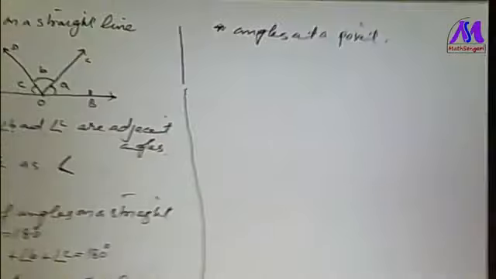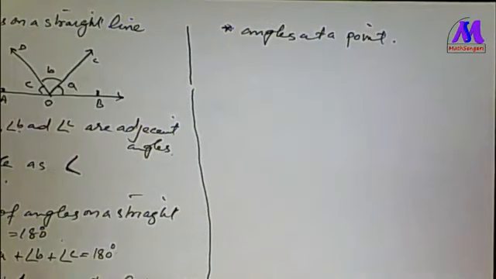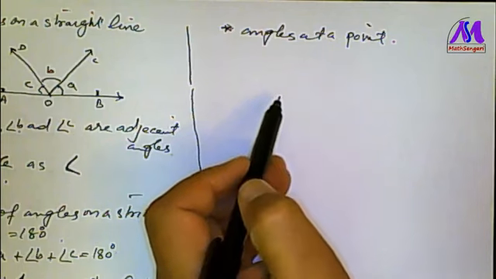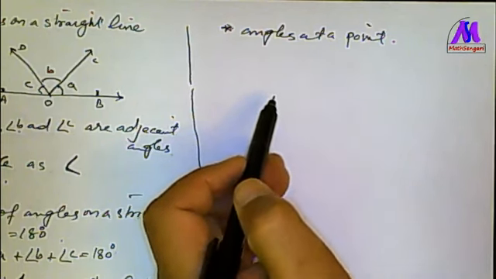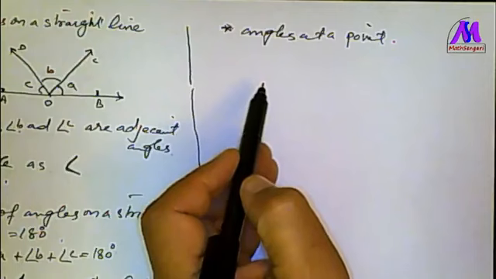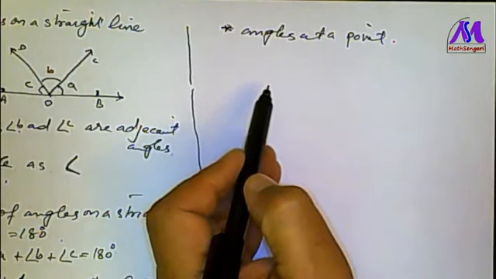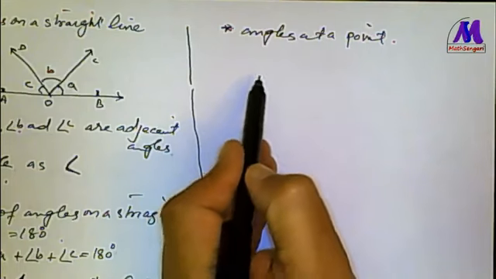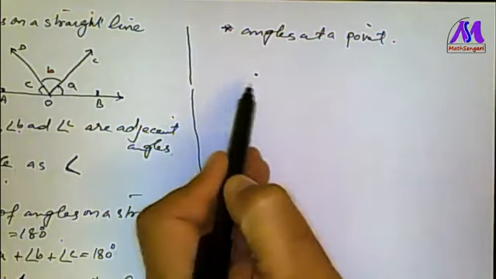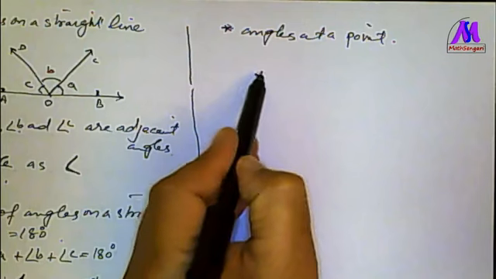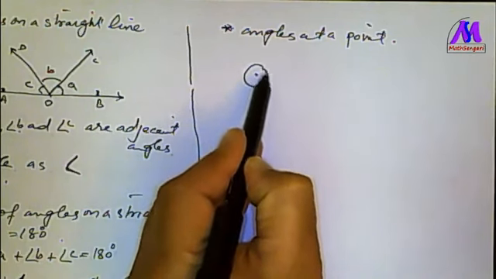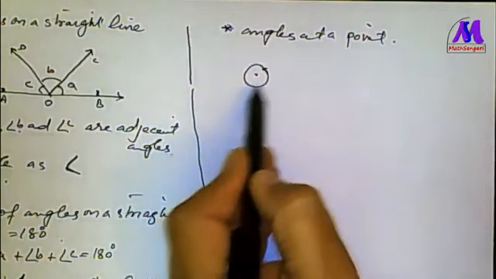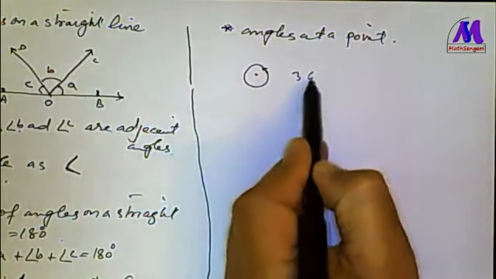Now come to another topic, which is angles at a point. Already you learned about the point, the definition of a point. It has just a position, neither size nor shape. So put a dot to indicate the point, and around the point are the angles. What will be the sum of the angles around a point? Around a point it will be equal to 360 degrees.